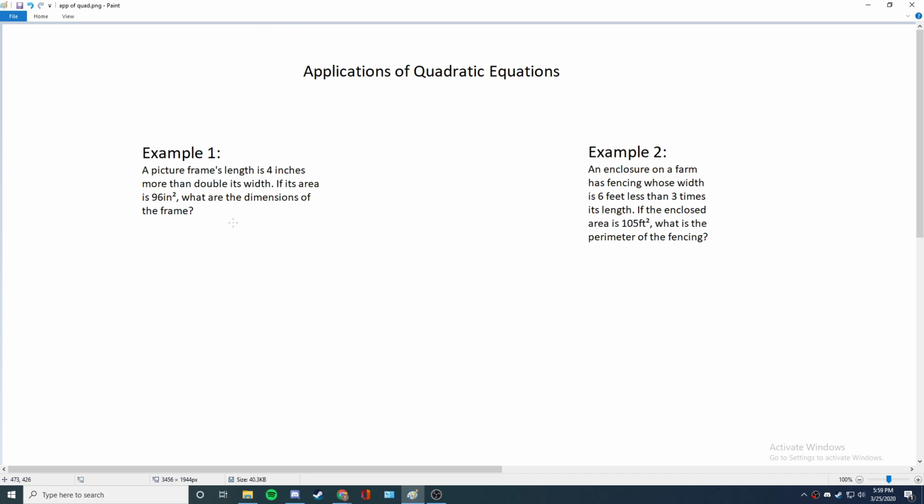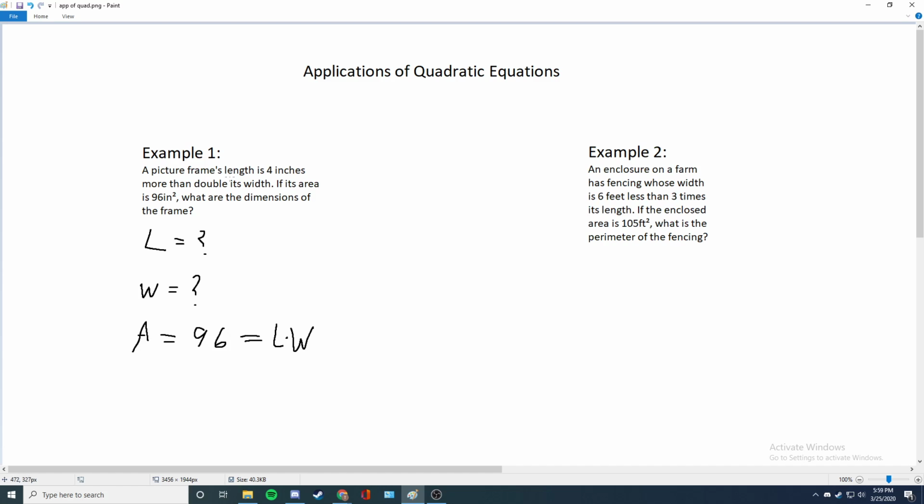So looking at example 1, it reads, a picture frame's length is 4 inches more than double its width. If its area is 96 inches squared, what are the dimensions of the frame? The dimensions just being the length and the width. So in the end here, we're looking to solve for both L, the length, and W, the width. And then it tells us that the area is 96, which we also know is length times width.